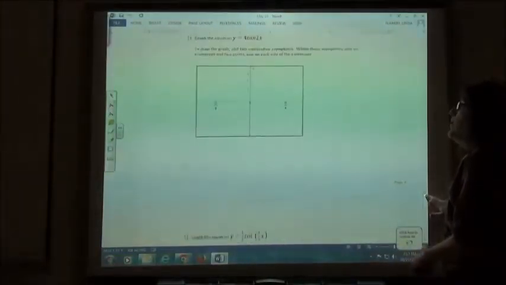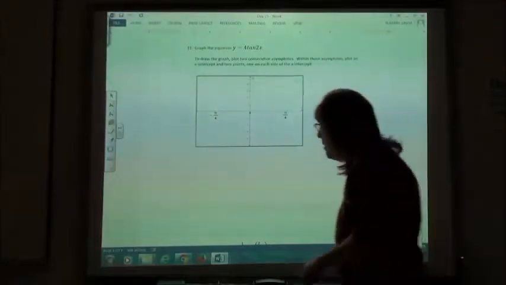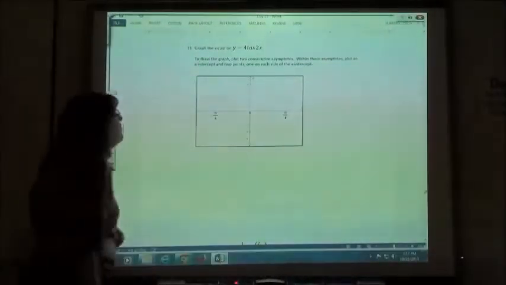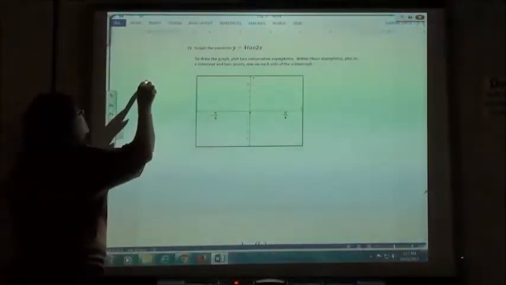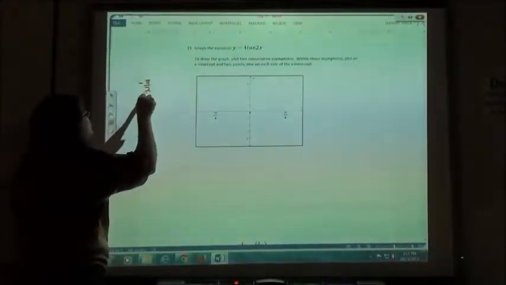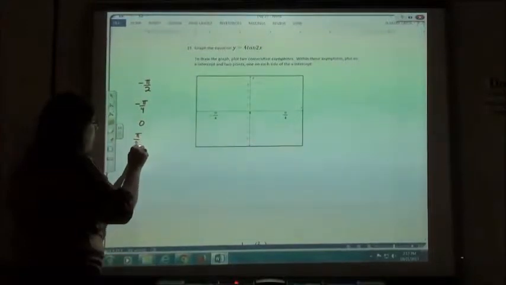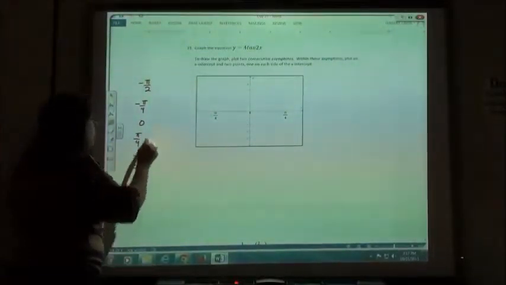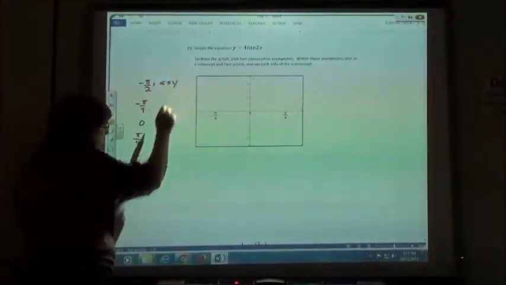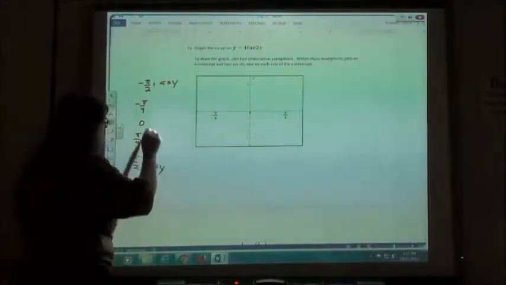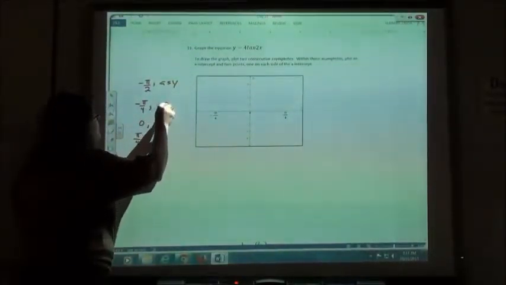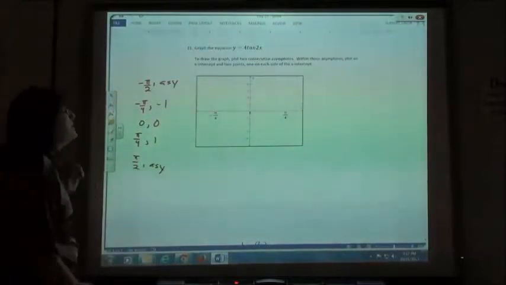So on number 11, we are going to graph the tangent function again. Tangent function starts at negative pi over 2, negative pi over 4, 0, pi over 4, and pi over 2. We have an asymptote at the beginning and an asymptote at the end. 0 in the middle, starts negative, ends positive.